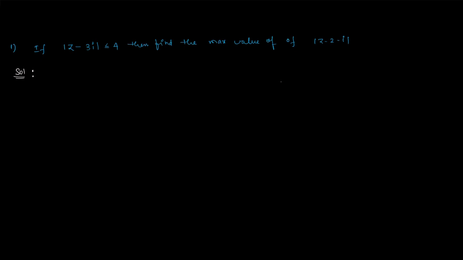A problem from complex numbers. Given that modulus of z minus 3i is less than or equal to 4, we have to find the maximum value of modulus of z minus 2 minus i.